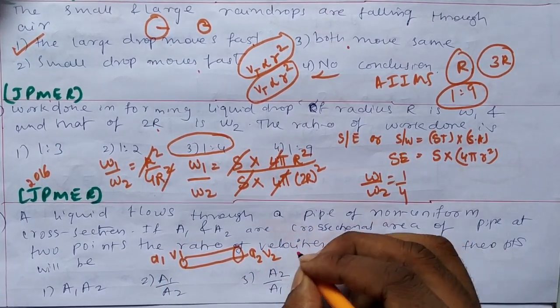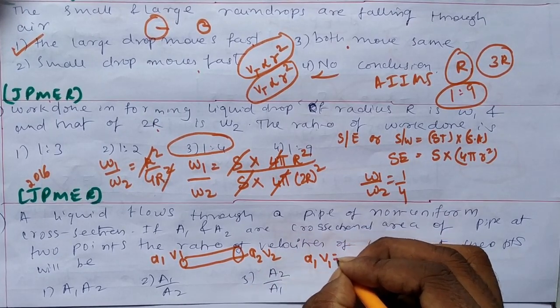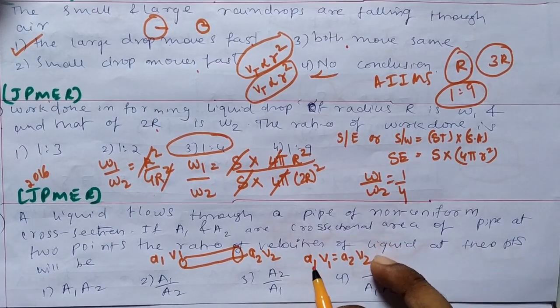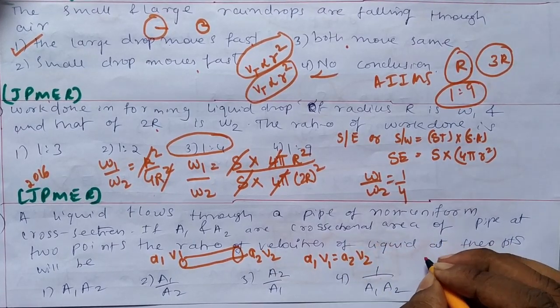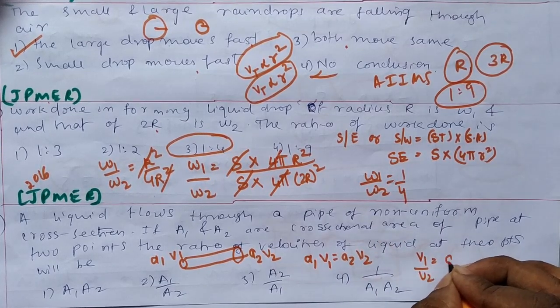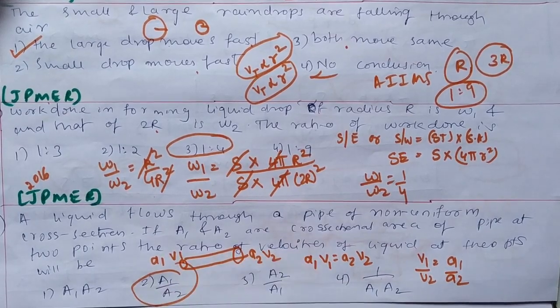Then definitely according to the equation of continuity, which is the concept used here. Equation of continuity, isn't it? We have seen it in the mechanical properties of fluids synopsis. A1 V1 is equal to A2 V2. They have asked the ratio of V1 by V2. It will be A1 by A2. So A1 by A2 is the option.